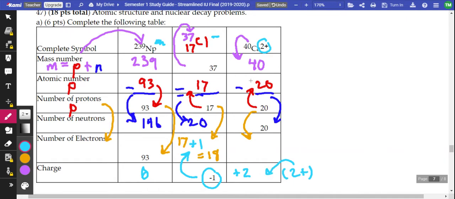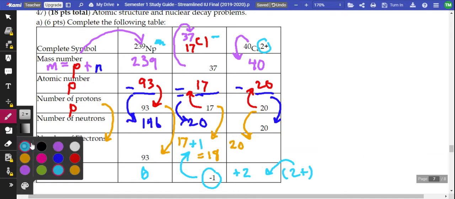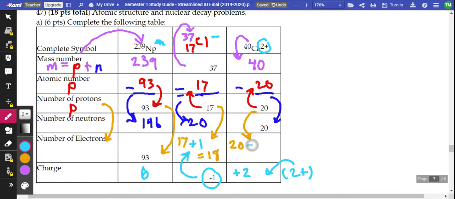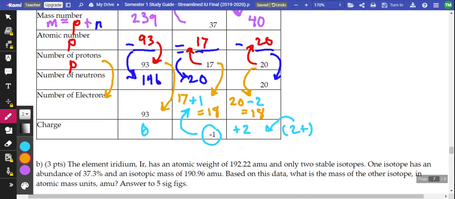Okay, so if we usually have 20 electrons to match our 20 protons, and we have a +2 charge, that means we've lost 2 negatively charged electrons, and therefore the atom is left more positive. So 20 minus those 2 electrons leaves us with 18 electrons. All right, so these two atoms have the same number of total electrons and the same number of neutrons. The only difference is the number of protons, and that is what determines the element. Okay, let's keep moving.